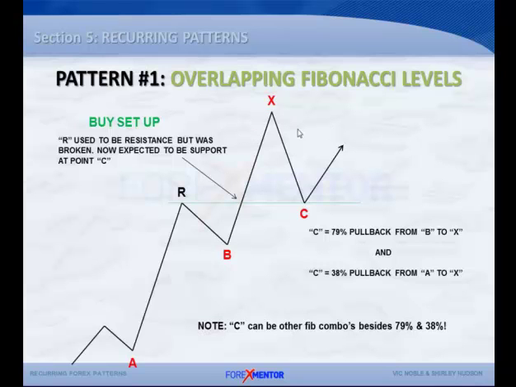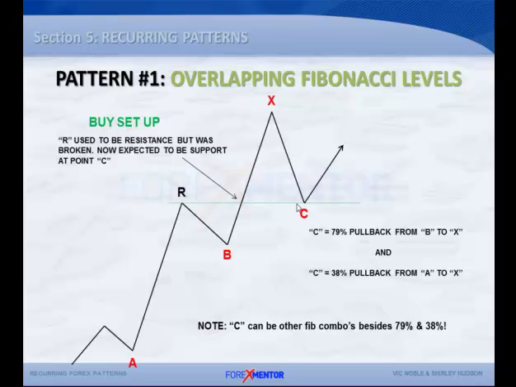But here's the cool thing about this. As soon as price starts to move down from point X, we can start measuring from these known swing points up to point X. And so before price ever gets to point C, we'll know in advance about the possibility of overlapping fibs happening down here at point C before price ever gets there.